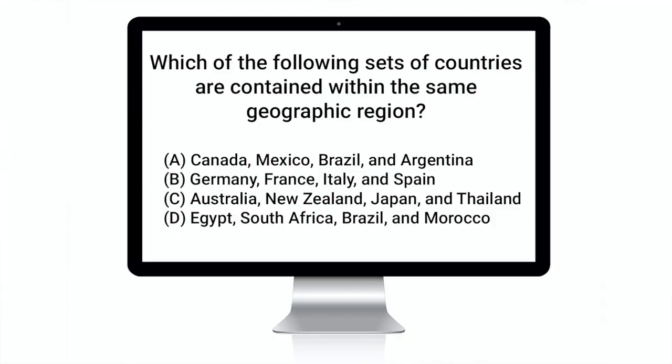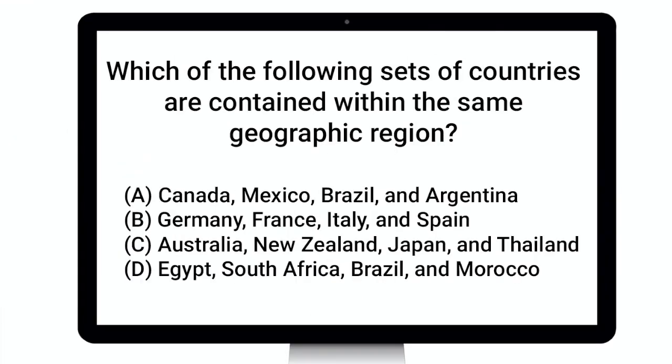Here's an example where you have to recognize which countries belong to the same region. Which of the following sets of countries are contained within the same geographic region? Canada, Mexico, Brazil, and Argentina. Germany, France, Italy, and Spain. Australia, New Zealand, Japan, and Thailand. Or Egypt, South Africa, Brazil, and Morocco.